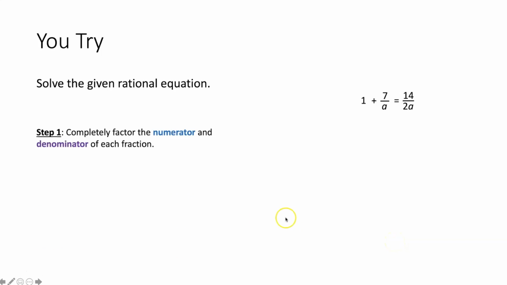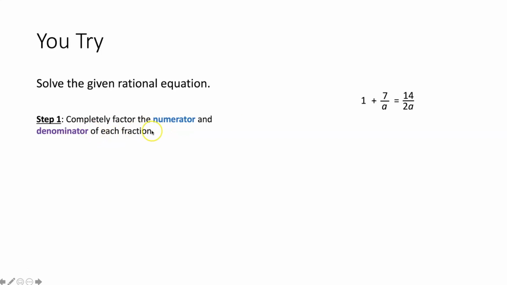Okay, doing the same thing. First, we need to completely factor the numerator and denominator of each fraction. Since they're all monomials, we're good to go. We can move on to step 2, where we state any excluded values.